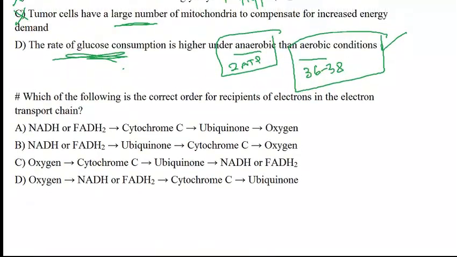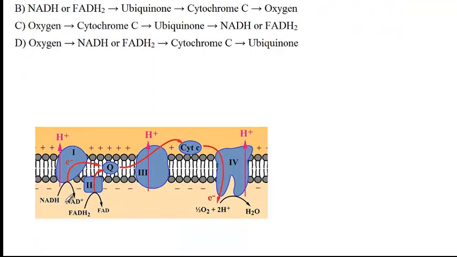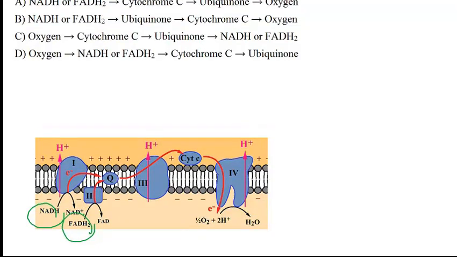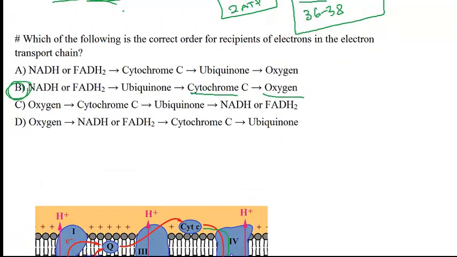All right, and then the last question. Which of the following is the correct order for the recipients of the electrons in the electron transport chain? If you forgot, I brought you the image again. It's the NADH and FADH2 that pass on electrons to ubiquinone, which will pass on electrons to cytochrome C, and finally cytochrome C passes electrons to oxygen, which is the final electron acceptor. And so therefore choice B is the correct answer for this question.